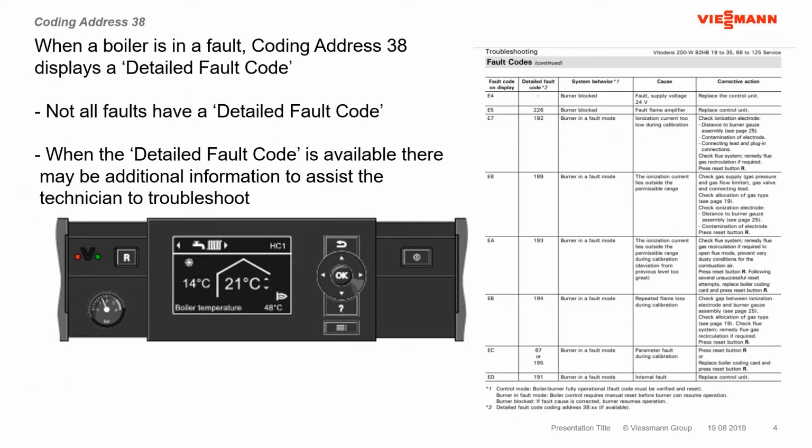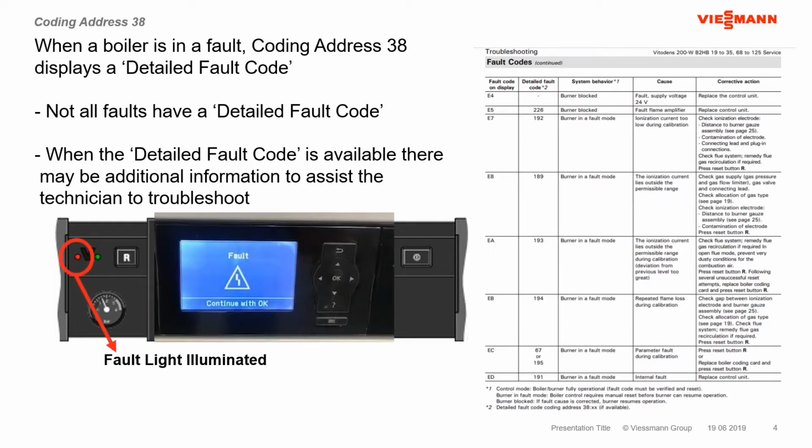So we've got your fault code. This is a picture right out of the manual, our troubleshooting guide for the Vitodens 200. I think this is a B2HB 19 up to the 125. If the boiler is in a fault, so now you actually have a fault and the fault light is illuminated, the first thing we do is push the OK button, as it tells us on the screen here, and we're going to see that fault.